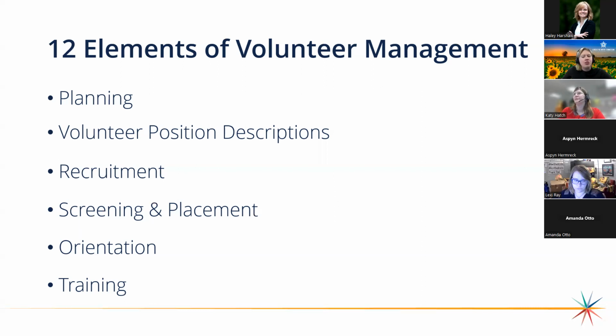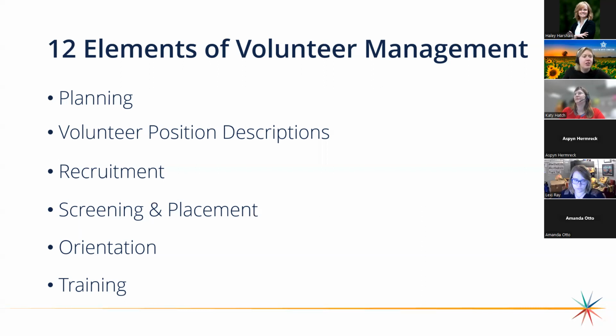Orientation is our opportunity to give a general overview of the organization's mission and vision, as well as all of your current programming, the organization's history, the community impact, and all of the information that a volunteer will need to be successful at your organization, including all of the policies and procedures. Orientation needs to happen for every volunteer every time they come on at your organization, regardless of their assignment.